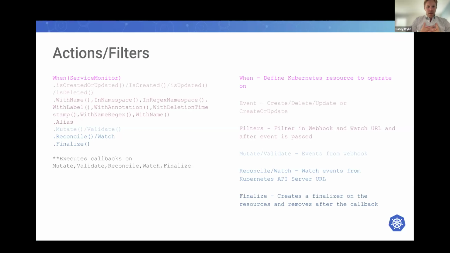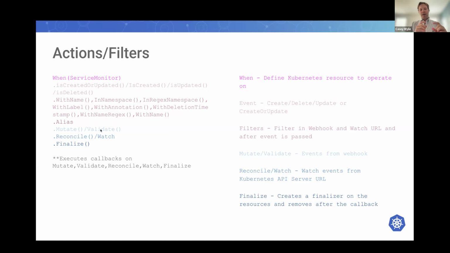This is the main point that we want you all to look at. It's the API, and we try to make it as simple as possible. When a Kubernetes resource, let's say a service manager, is created, updated, or deleted, we have our labels, with a given name and namespace and a regex name with a given annotation. We can add an alias to it, and then we have our webhook phase, our mutates and our validates.